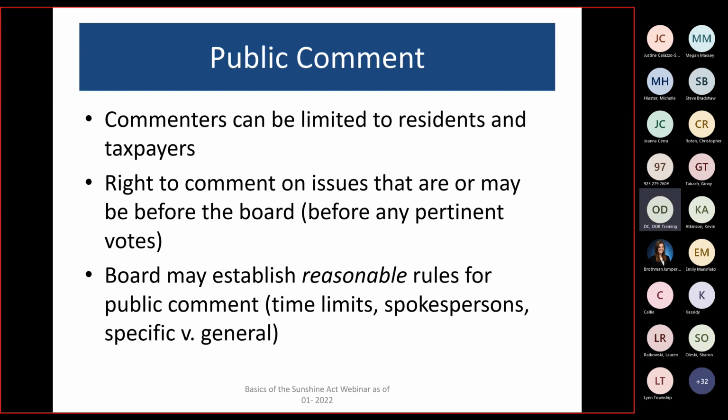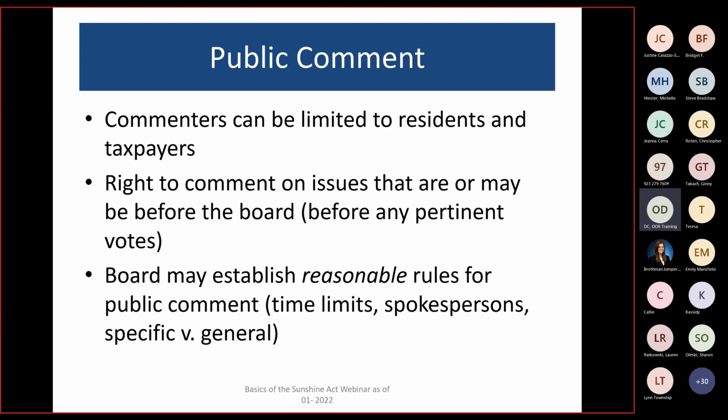Prior to any vote being taken on an issue by the board, you have to allow public comment on that particular issue. And then some. Okay, so commenters per the act can be limited to residents and taxpayers. So you could have someone come in from like the adjoining township and they sign up for public comment. You can shut them down.